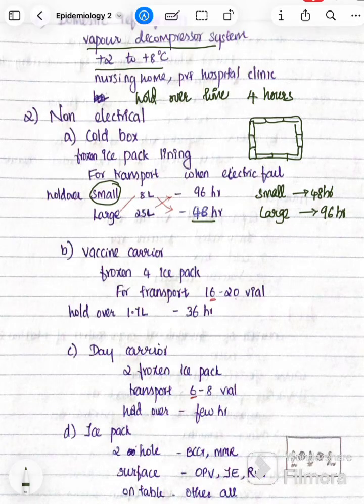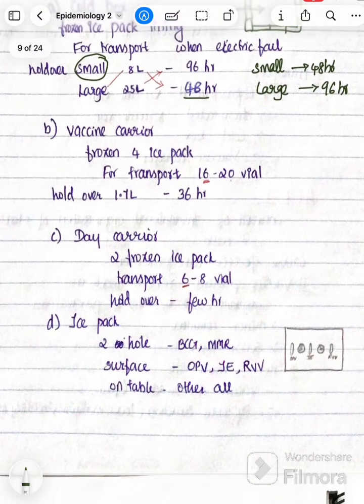So when electricity failure happens, that time ILR we won't be able to keep the vaccine more than 20 hours. That time, for a particular time period, we will be transporting the vaccine to a cold box, and then they can hold up to 48 hours. So we can plan where to ship the vaccine, or else if electricity comes back, we can again transport back into ILR itself. And next one is vaccine carrier.